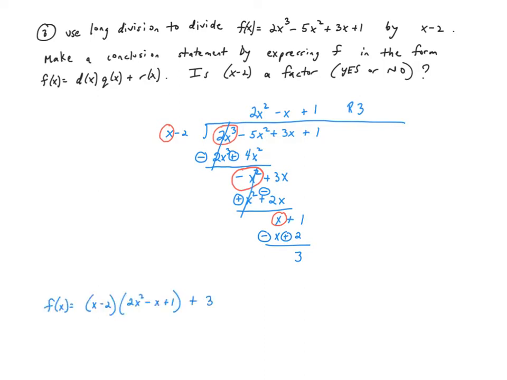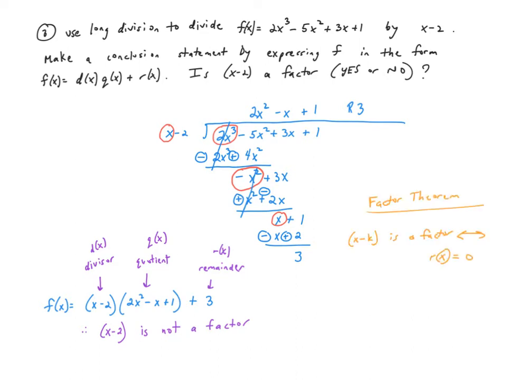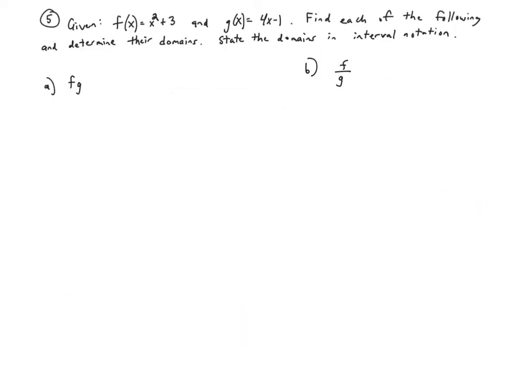We see that f of x is equal to x minus 2 times 2x squared minus x plus 1 plus 3. Remember that x minus 2 is called the divisor, 2x squared minus x plus 1 is called the quotient, and 3 is the remainder. Since the remainder is not equal to 0, x minus 2 is not a factor. We just used the factor theorem, which states that x minus k is a factor if and only if the remainder is 0.